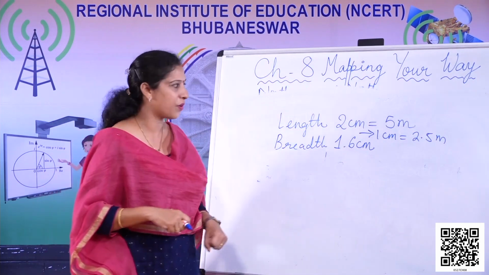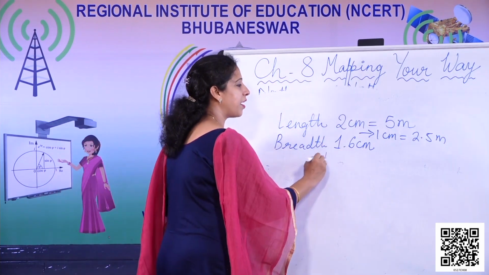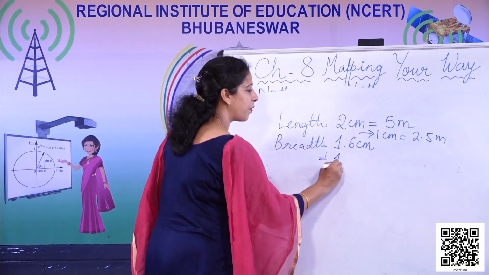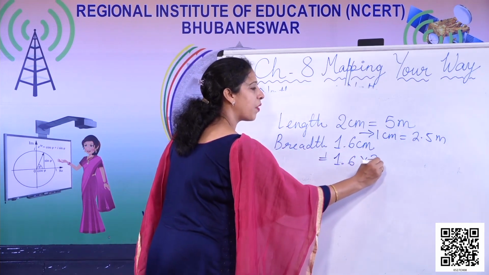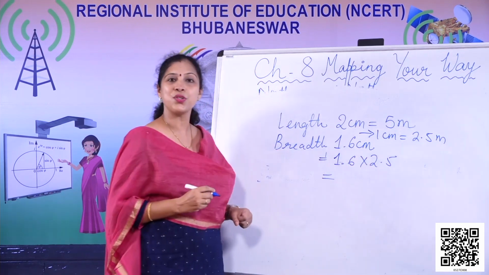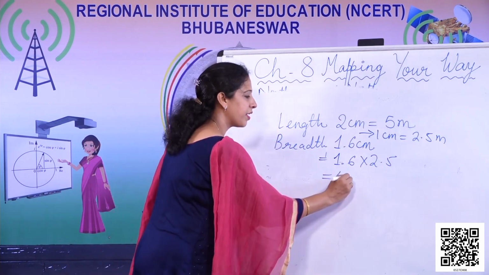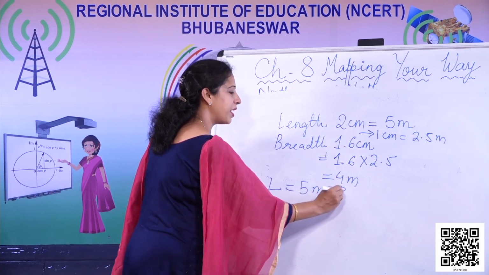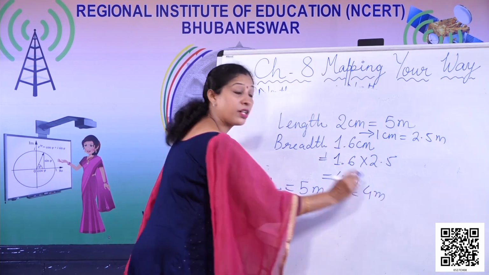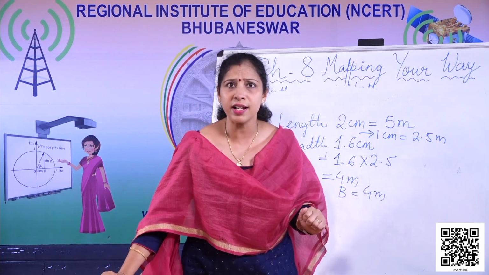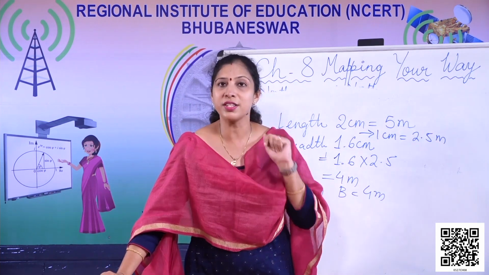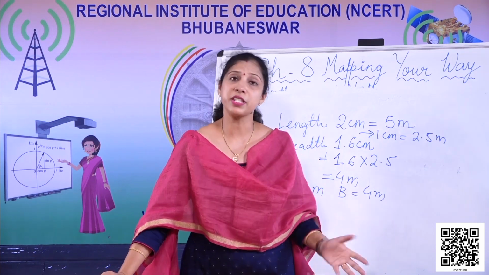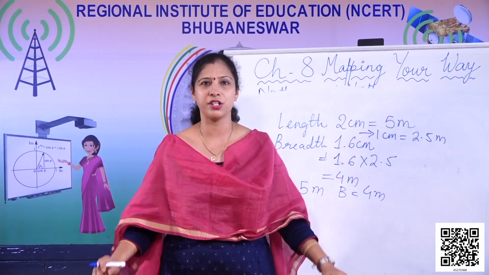As we had done before, just multiply the map distance into the actual distance. So 1.6 into 2.5, which is equals to 4 meter. So the length L is equals to 5 meter and breadth is equals to 4 meter. So did you go and actually measure the classroom? No. You just calculated and found out a distance just by doing a simple multiplication.